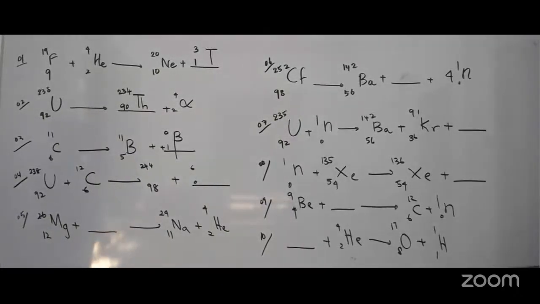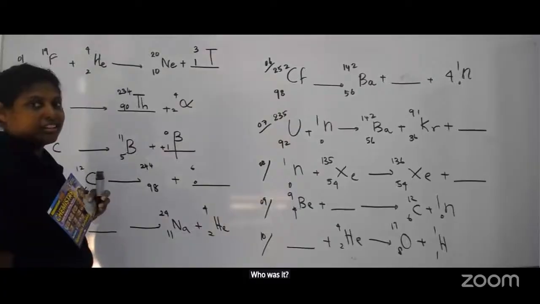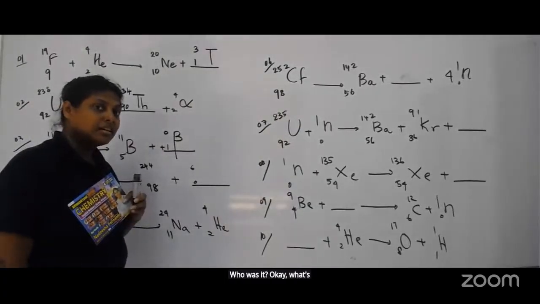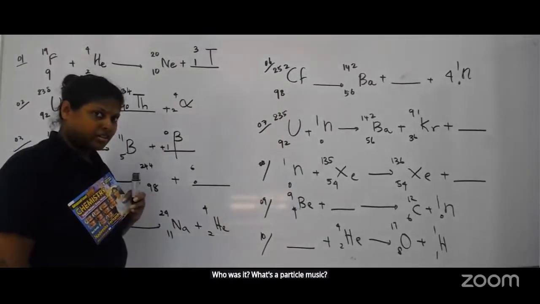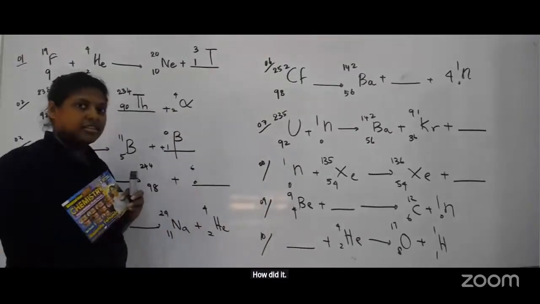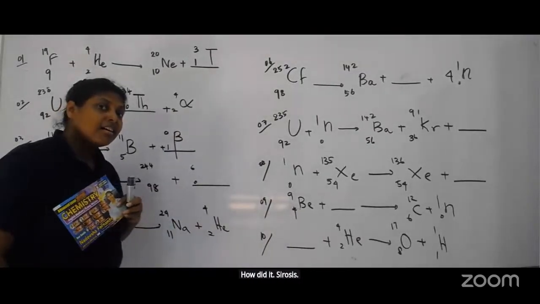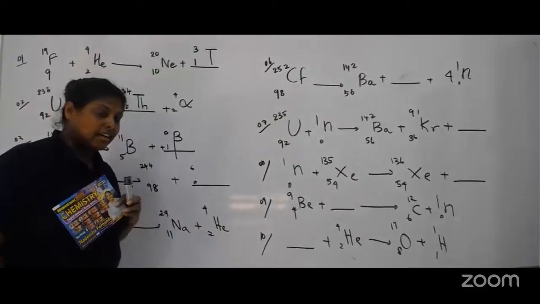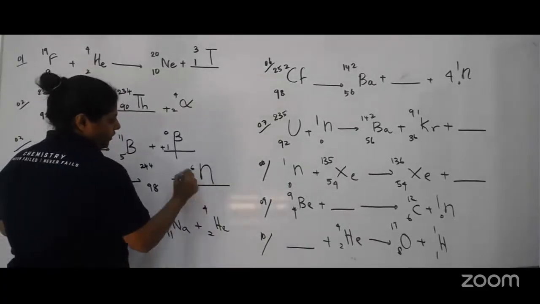Online people? Okay. What's the particle missing here? Hydrogen. 0, 6. N. 6 of N.